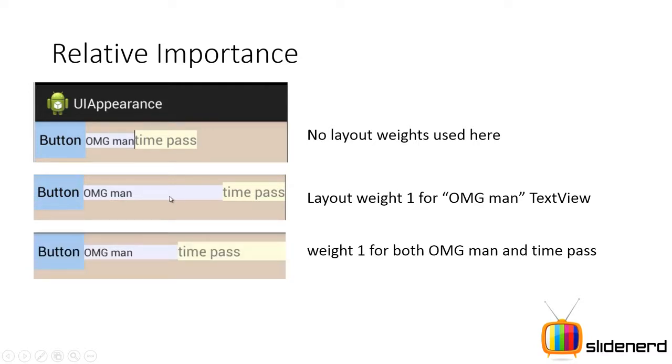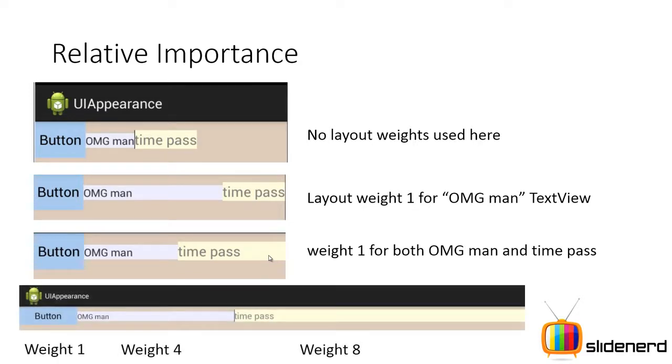Here if you see, I have a layout weight of 1 for both "oh my god man" and time pass. Remember, as I said, when more than one component uses layout weight, Android takes the remaining space and assigns it based on the weights. For example, both of them are 1 over here, so it's going to assign equal space to both "oh my god man" and time pass.